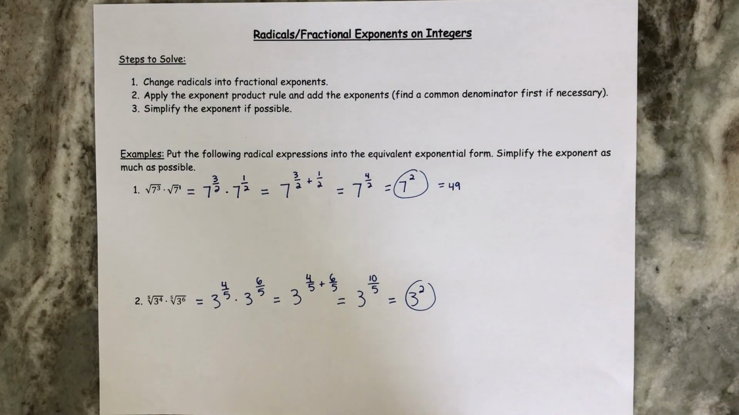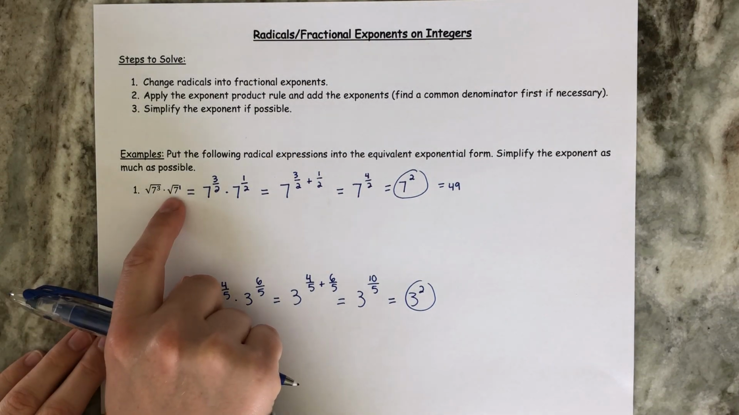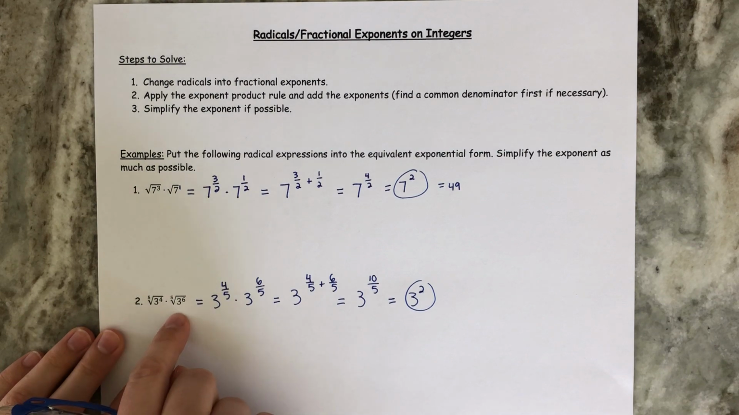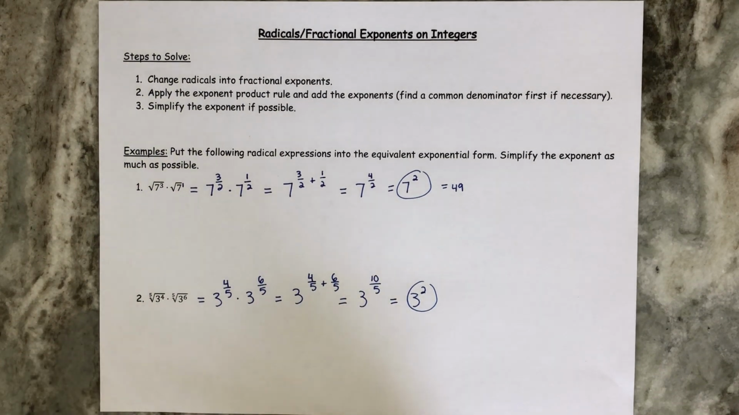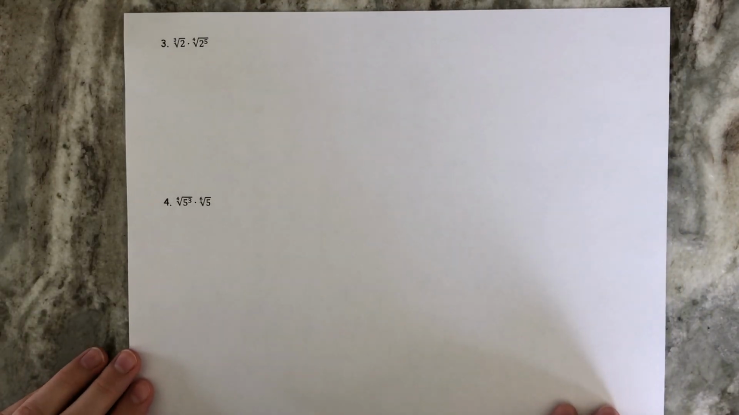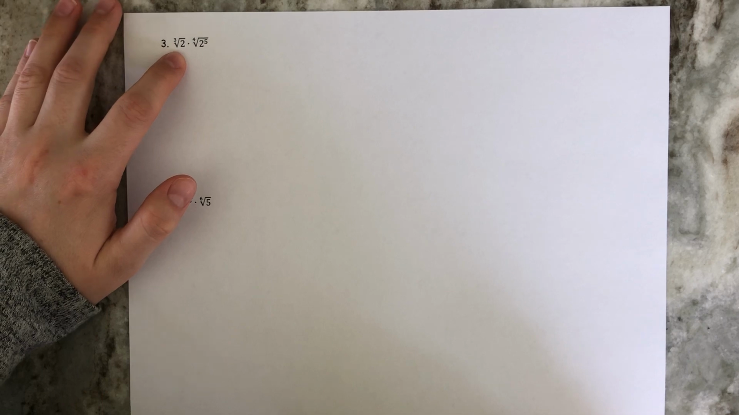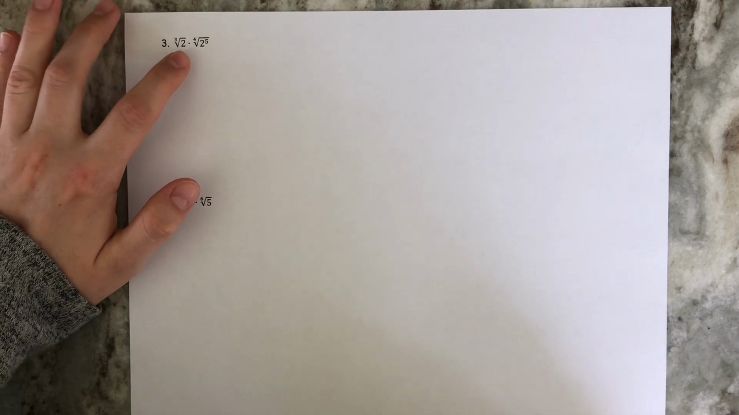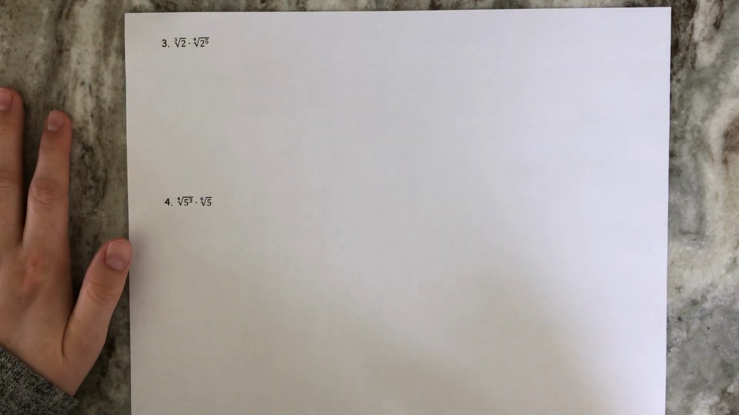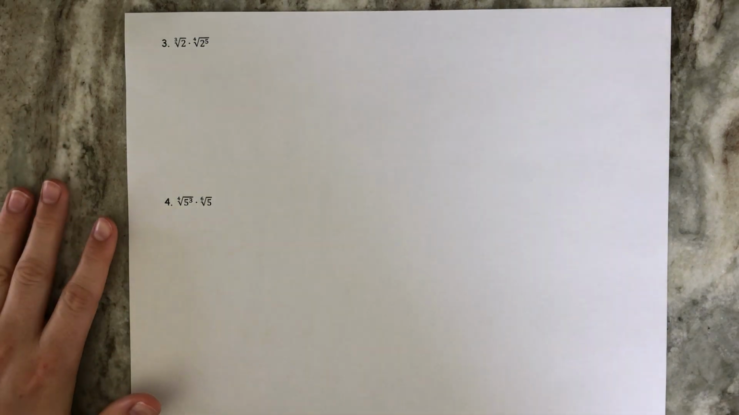All right, so very easy for the first 2 problems. If you notice, these problems both had a square root and a 5th root. The roots were the same degree. Let's look at some problems where we have a different degree on our roots. So number 3 here, we have the cube root of 2 times the 4th root of 2 to the 5th. So we have a cube root and a 4th root.